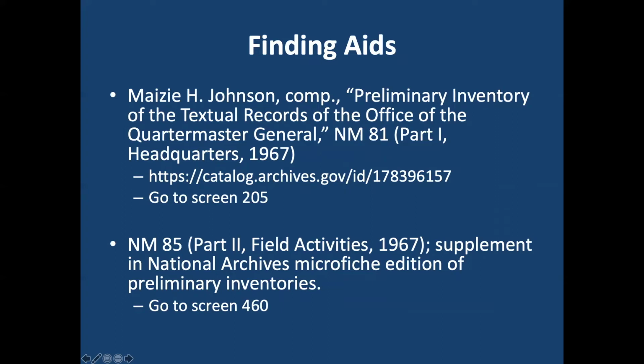The first one is the preliminary inventory of the textual records of the Office of the Quartermaster General. This is NM81, Part 1, Headquarters. And notice it's the same catalog number, but if you go to screen 205, it will take you to the title page of NM81. This is Headquarters records. Field activity records are found in NM85, which is a supplement to NM81.